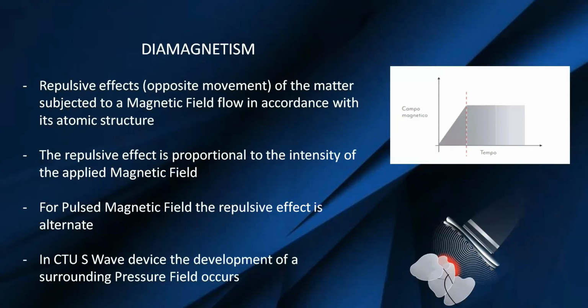This opposite movement in this machine is utilized to generate the acoustic wave, or better, the shock waves. A main characteristic of this concept is that the repulsive effect has to be proportional to the intensity of the magnetic fields. For this reason, we have a generator of very high intensity magnetic fields, in Tesla, that acts on the diamagnetic materials of the lens to generate the shock wave.